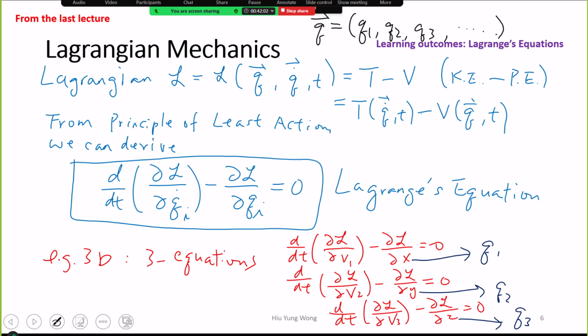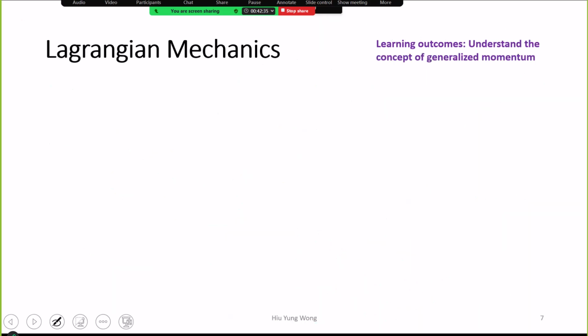And similarly, V1 may be Q1 dot, V2 is Q2 dot, and V3 is Q3 dot. Is this okay? So you understand, if you have n degrees of freedom of the system, then you have n Lagrange equations. We don't go into the background. I'm also not good at that, but all we need to know is that there's something called the Lagrange equation. So how are we going to use it?